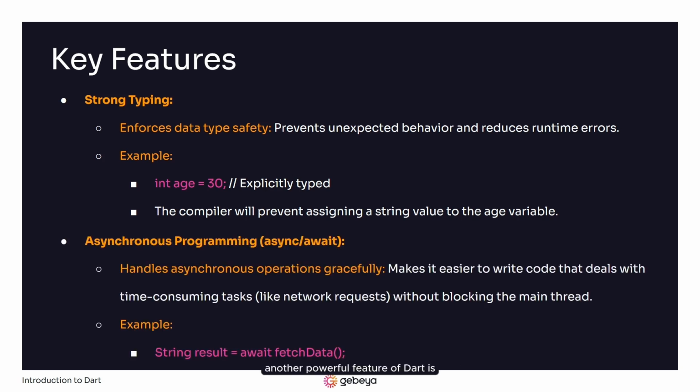Another powerful feature of Dart is asynchronous programming using async and await. This allows Dart to handle time-consuming operations like network requests without blocking the main thread. For instance, String result = await fetchData(). Using await makes your code easier to read while keeping your app responsive.